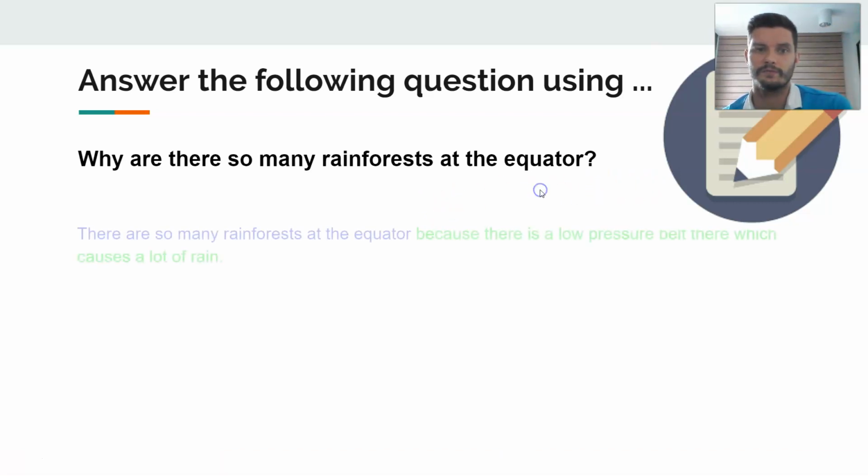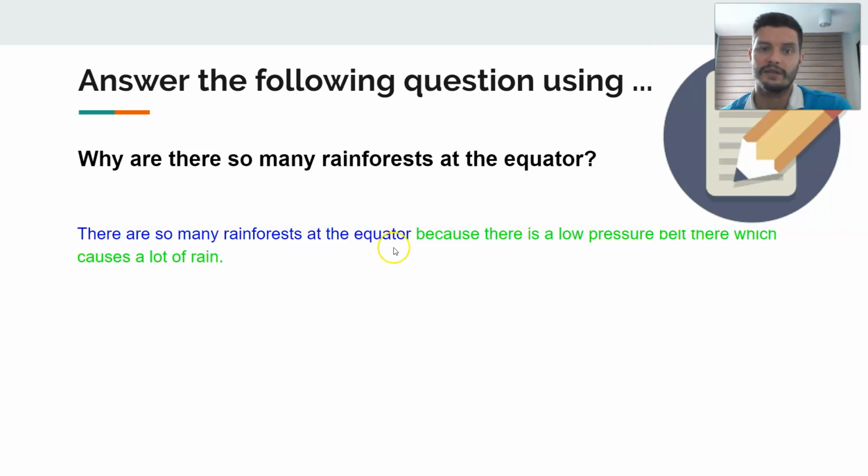So I'm going to use RAD writing. Now, if I only said this, my answer would be correct, but it wouldn't be the best, or it wouldn't be as good as it could be. So I wouldn't get full marks for answering this question like this. There are so many rainforests at the equator because there is a low pressure belt there which causes a lot of rain. So my answer is correct.